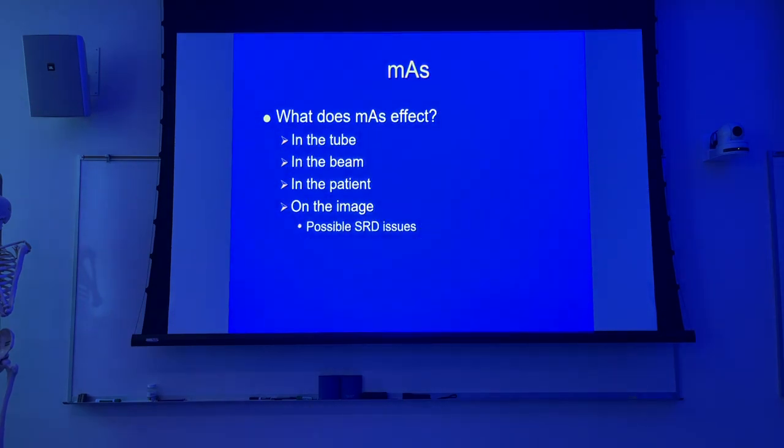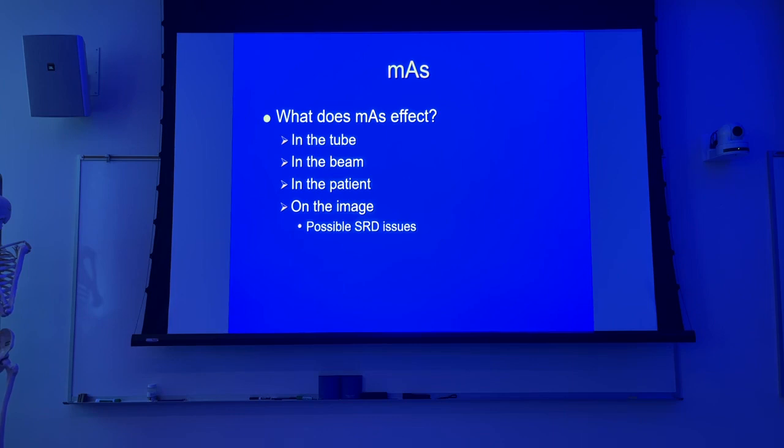So we ran through this earlier today. What does mass affect in the X-ray tube? That's just the heating of the tube, and it controls the number of electrons that we have in the X-ray tube, and then that controls the number of X-rays that we have in the beam. In the patient, as mass goes up, then patient dose goes up proportionally.